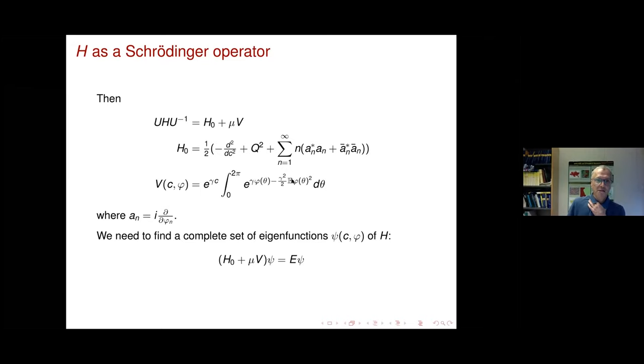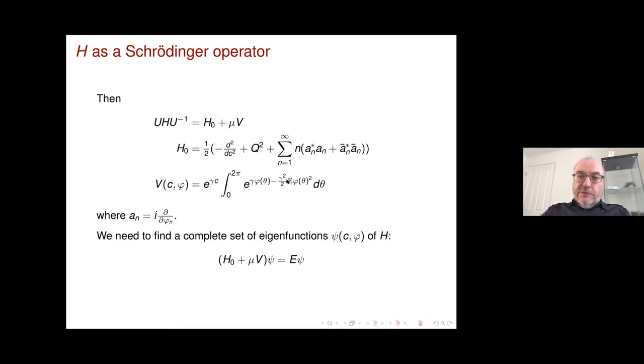But we need to find a complete set of eigenfunctions for it. By the way, to the chairman, Daniel: how long did I speak, and when am I supposed to stop? Yeah, we still have 5 minutes, if that's okay. Okay.